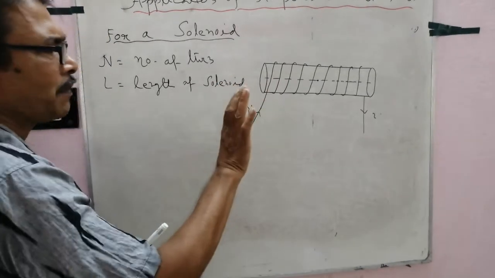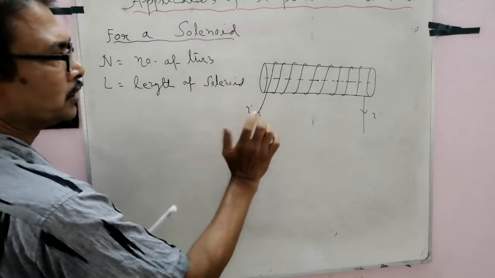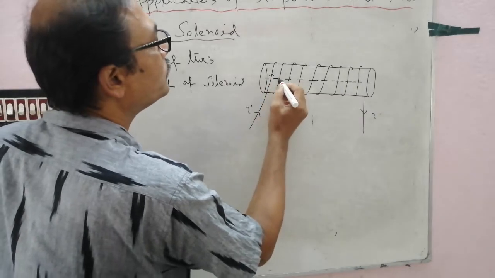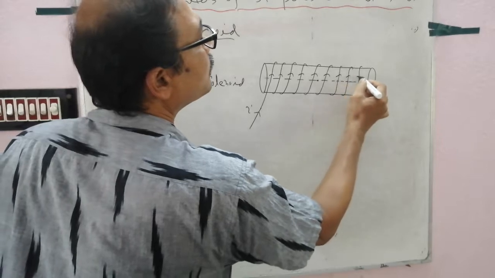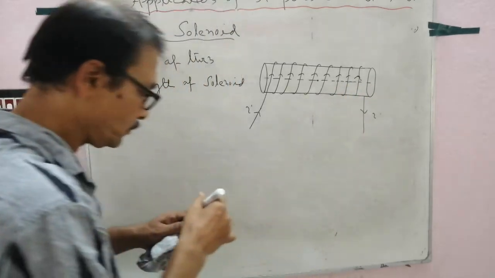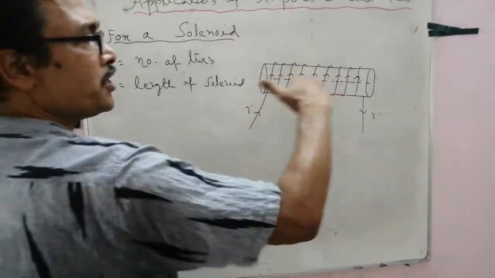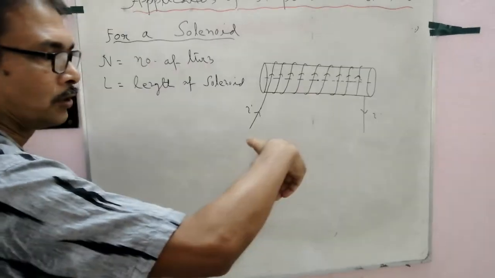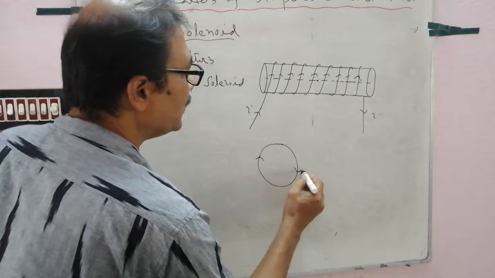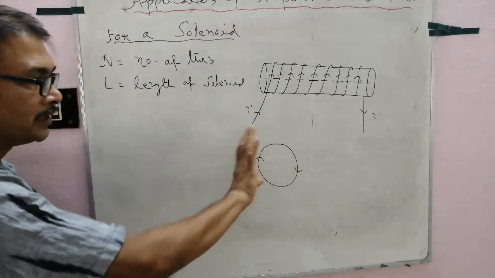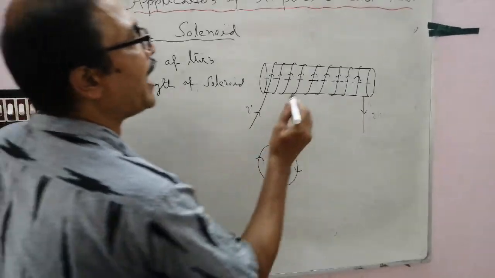Follow, the magnetic field, the current in this way, so the magnetic field in this way. Every loop is a circular loop. If the current is in this way, the magnetic field is in the downward direction. So the magnetic field is parallel to dl.